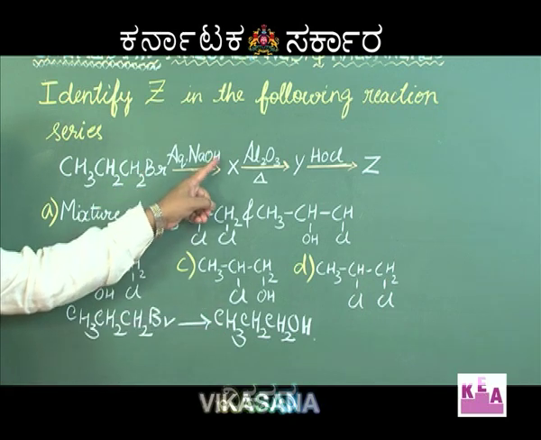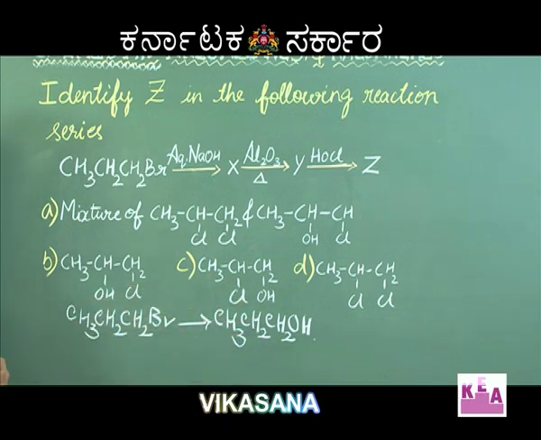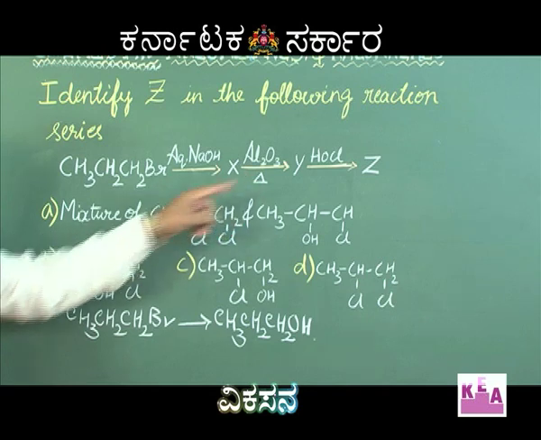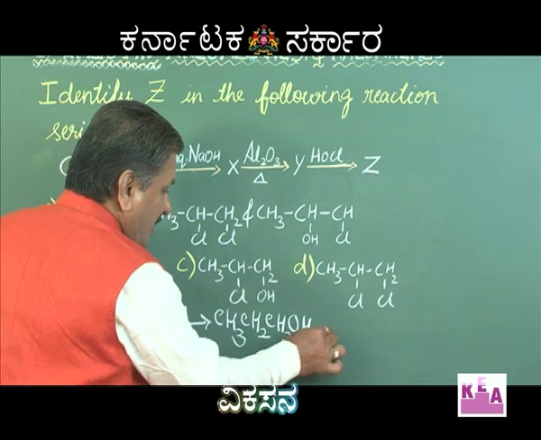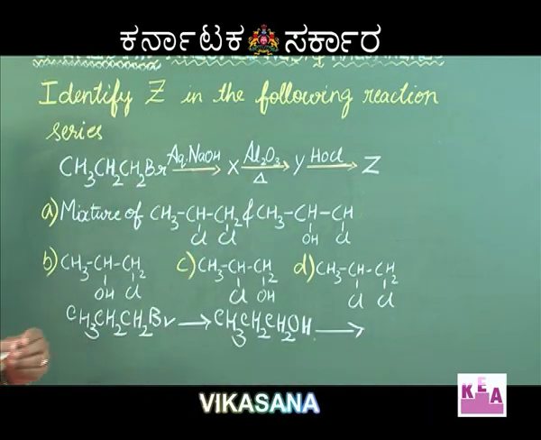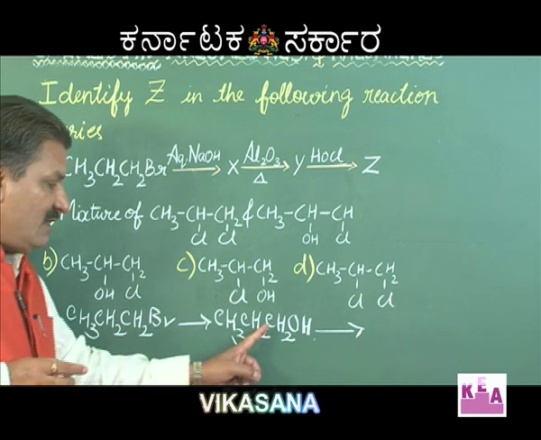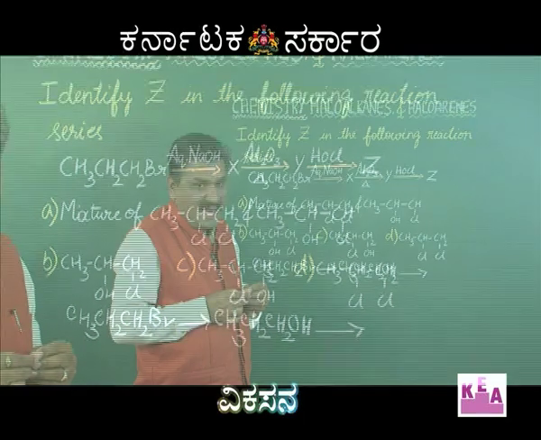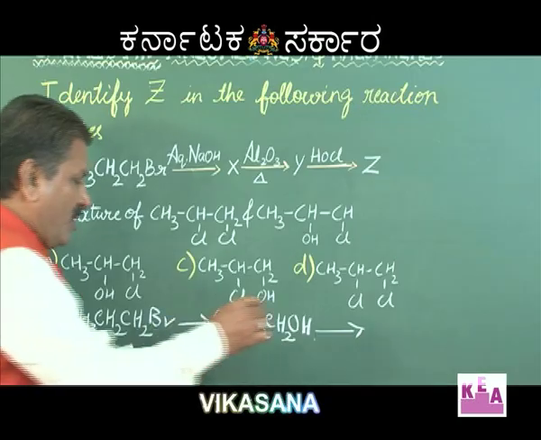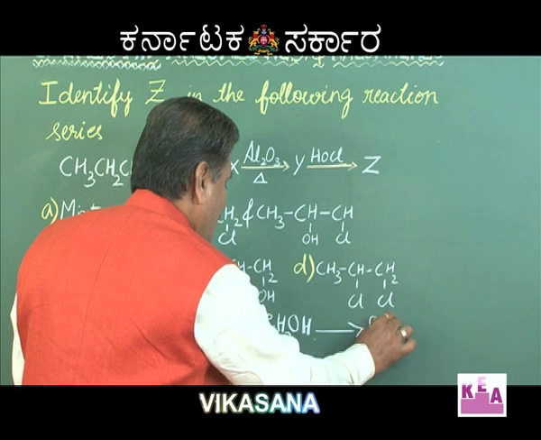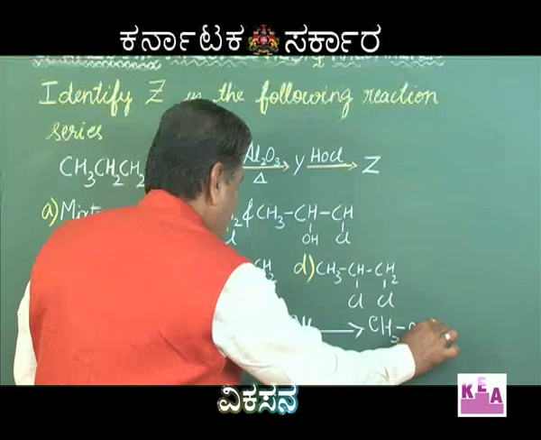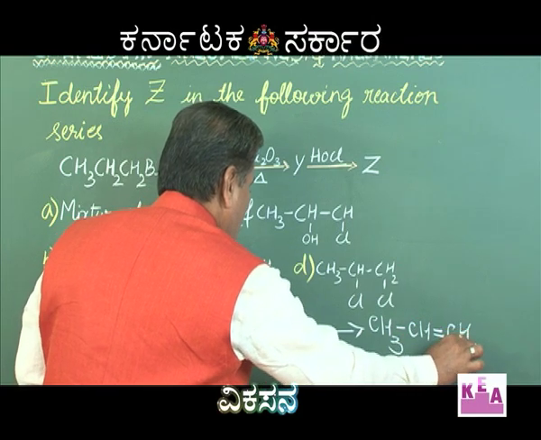Br is replaced by OH in this X, and this alcohol is further heated with alumina. This heating with alumina is a dehydration reaction. We know that alcohols on dehydration yield the corresponding alkenes. So the product here is CH3CH=CH2.